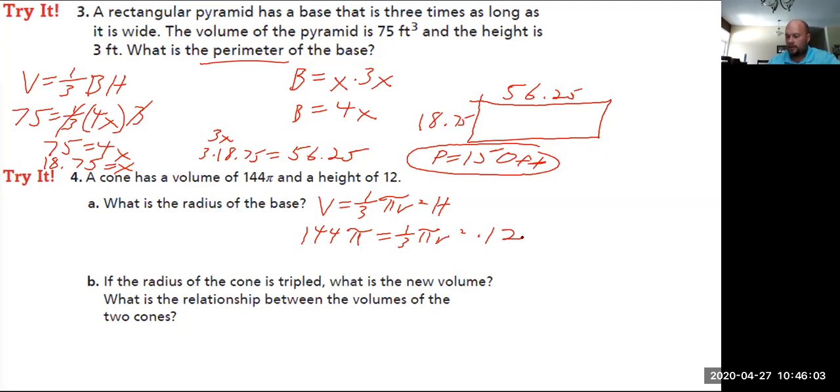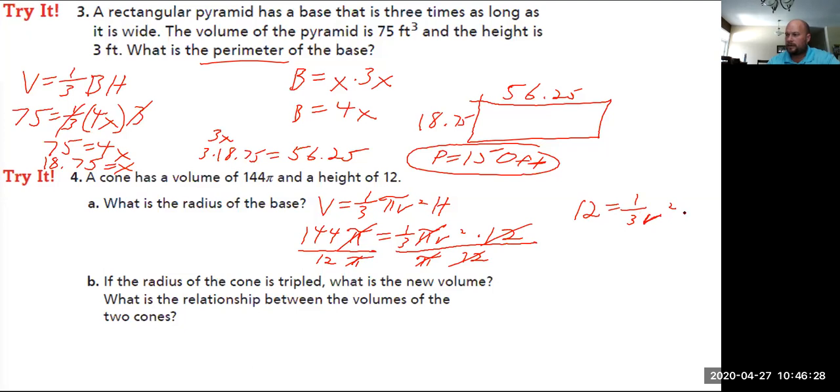Now, first thing we can do, we can go ahead and divide off the 12 and the pi. So I'm going to get rid of the 12. I'm going to get rid of the pi. We're doing the same thing over here. Get rid of the 12, get rid of the pi. So that's going to change this to 12 equals 1/3 r squared.